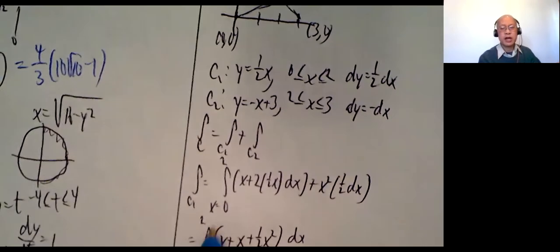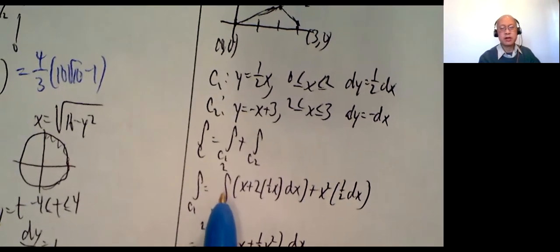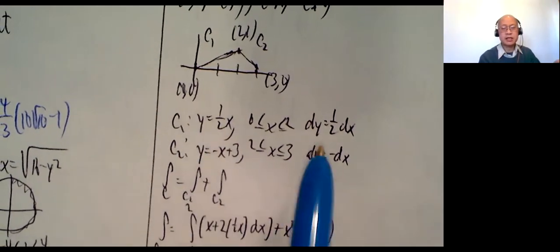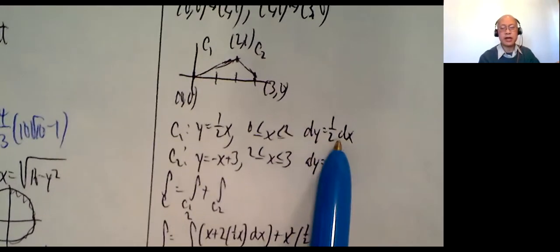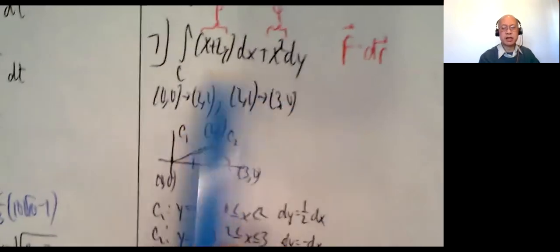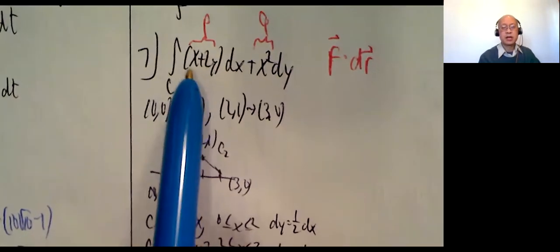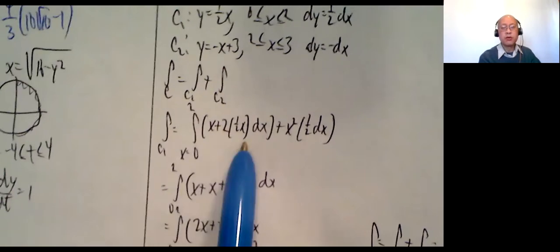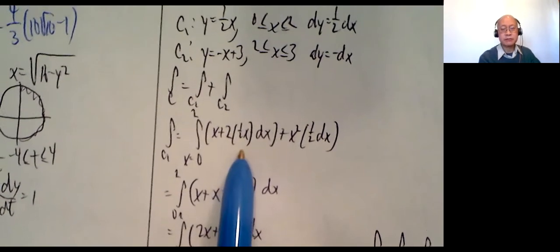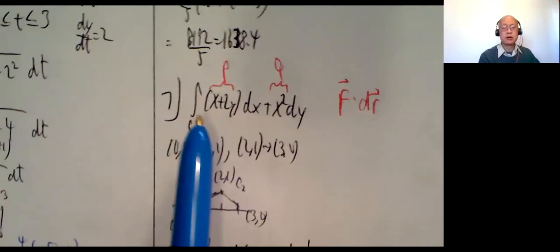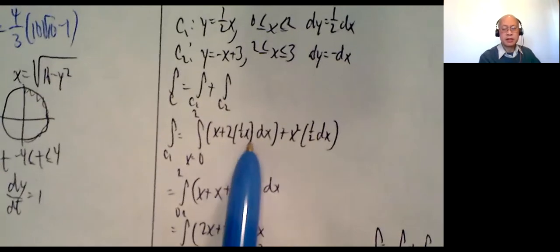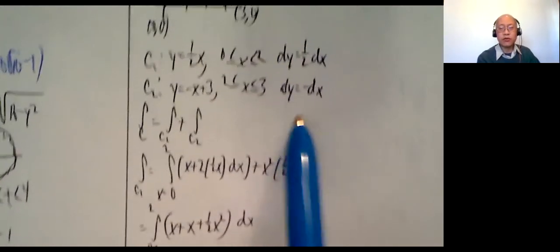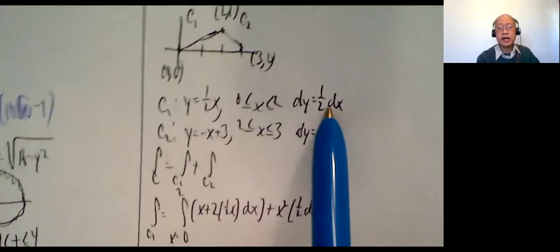Okay, so C1, x is going from 0 to 2. Stuff that I need is y and x going from 0 to 2, dy and dx. So I'm basically plugging this in. x plus 2y, x plus 2y, y is a half x, right? dx plus x squared dy. dy is 1/2 dx.